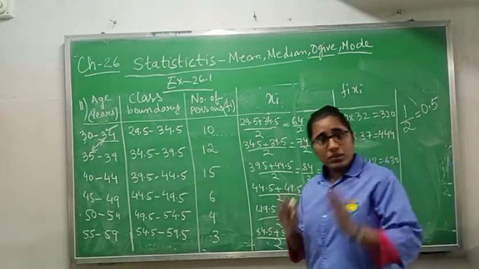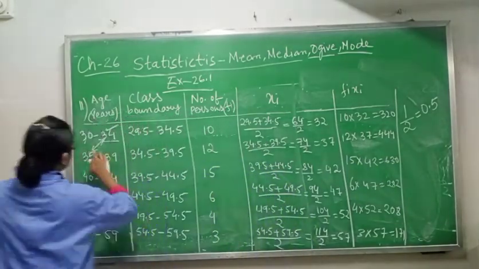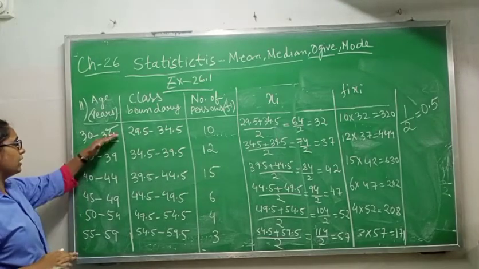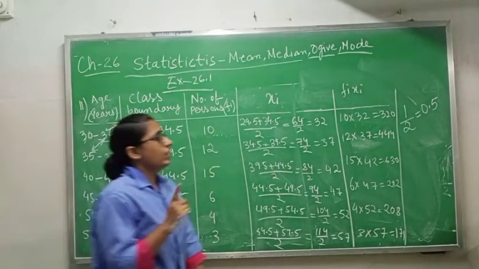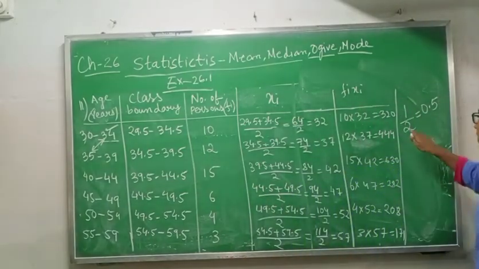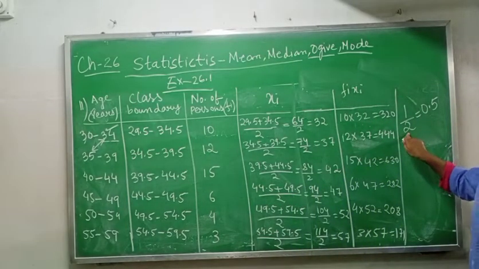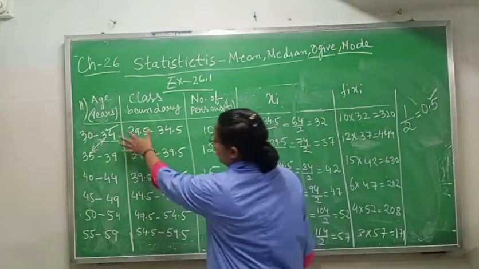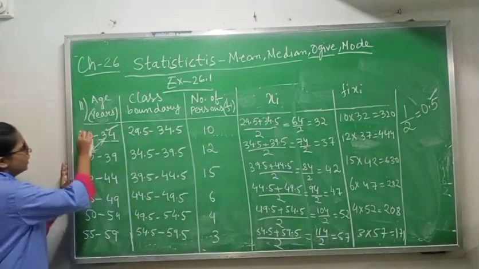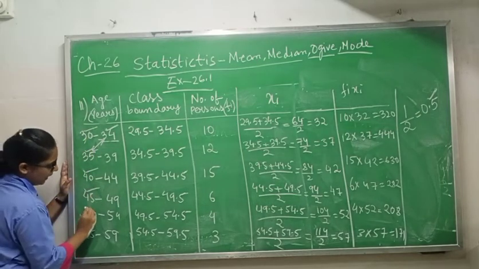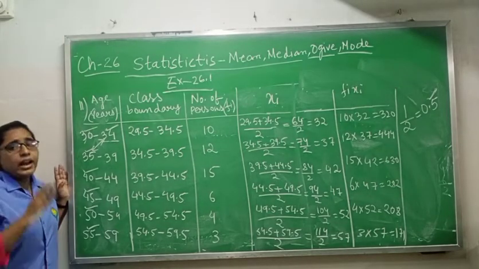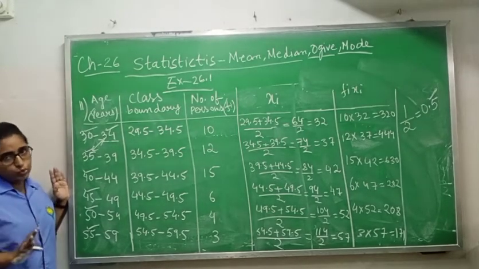Whatever question, whatever numbers are given to you, first you will subtract the upper limit from the next lower limit. When I am subtracting 34 and 35, I am getting 1. And after subtraction, you will divide by 2. Always you will divide by 2. Okay? So I am getting 0.5. It means that this 0.5 will be subtracted from the lower limit. Which one is the lower limit? This one: 30, 35, 40, 45, 50, 55. 0.5 will be subtracted from the lower limit and added to the upper limit. This is the rule. Okay.